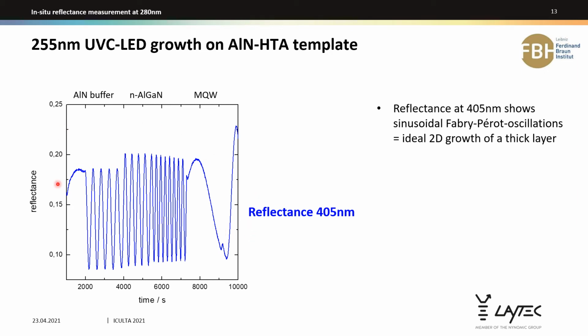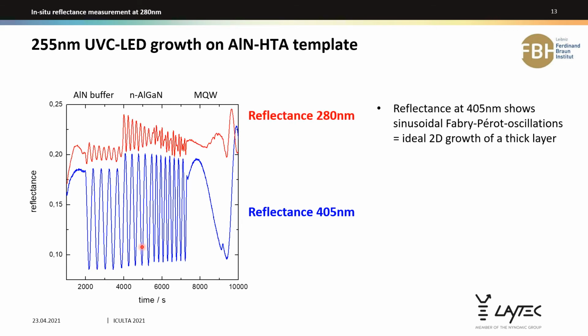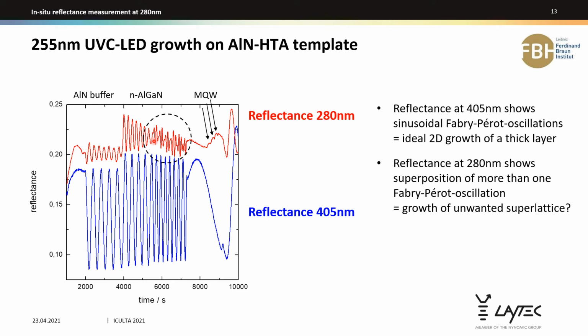This again is the reflectance at 405 nanometer, showing nice sinusoidal Fabry-Pérot oscillations, indicating ideal growth of a thick layer. When we look at the 280 nanometer data that were obtained at the same time, okay, we see the quantum wells showing up here as the kinks on the curve, but we also see that in the second part of the aluminum gallium nitride layer, the oscillations do not look sinusoidal anymore. It's nice here, but here it's different.